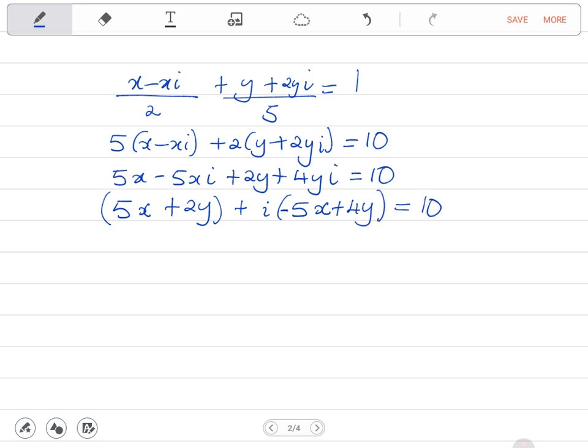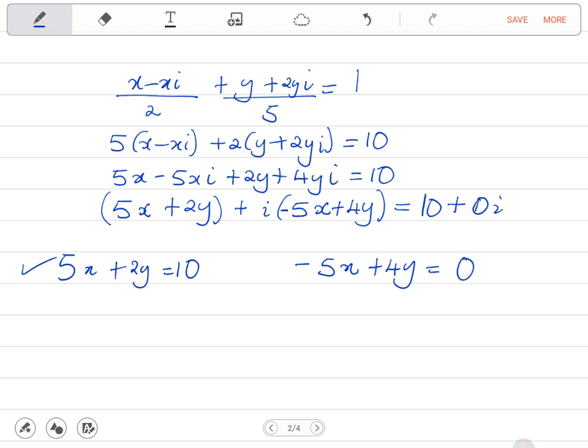So, solve the real parts alone. One thing that you need to understand: does the real part have a number on this side? Yes, it has. It's 10. What about the imaginary part? The imaginary part does not have, so I can just call it 0i. Still fine, right? Meaning I can have 5x plus 2y, and this should be equal to 10. Then negative 5x plus 4y, this should be equal to 0. There's nothing for the imaginary part on the other side.